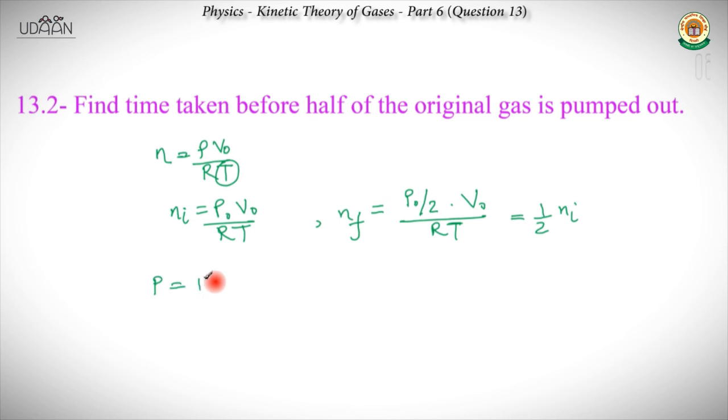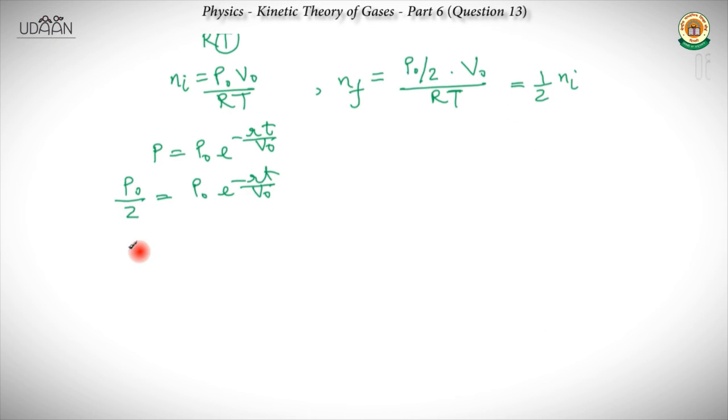So basically we just substituted into our equation. We had P equals P naught e to the power minus RT by V naught. Right. Here our P is P naught by 2, so P naught by 2 equals P naught e to the power minus RT by V naught. From now on it's just simple math. Solving the equation, half equals e to the power minus RT by V naught. So basically the final answer that we get for time would be V naught by R ln 2. Right. So let's move on to the next question now.